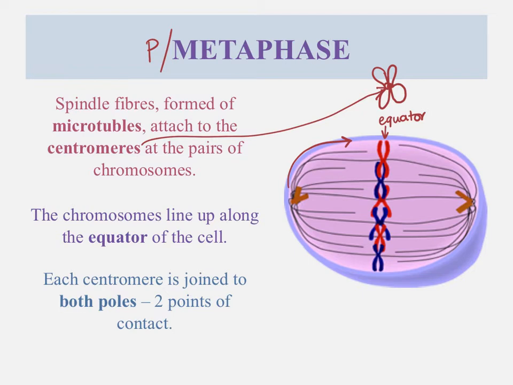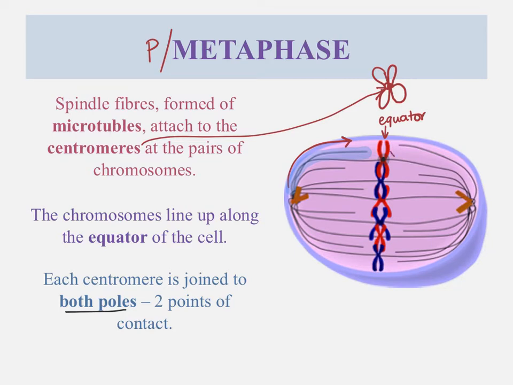Now what we've got here is spindle fibres. I'm going to highlight these, hopefully in a colour that you can see. Spindle fibres in blue, joining to the centromeres, which I've just highlighted in black, but I will draw a black dot. And these centromeres and spindle fibres mean that each chromosome is attached to both poles. It's got 2 points of contact.